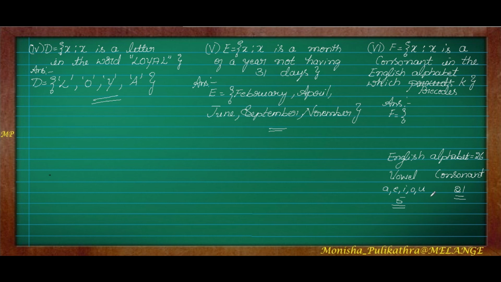Okay. What are the consonants which come under A, B, C? A is a vowel. So B, C, D, E is a vowel, and then F, G, H and J. Okay. So these are the consonants which come before K, that is preceding K.